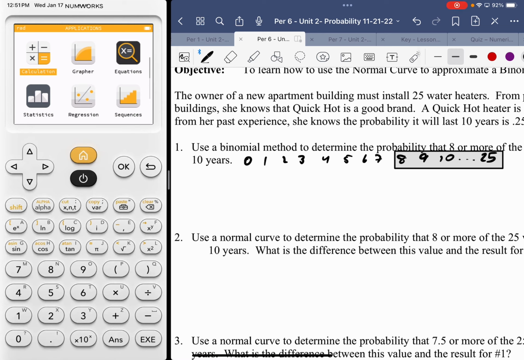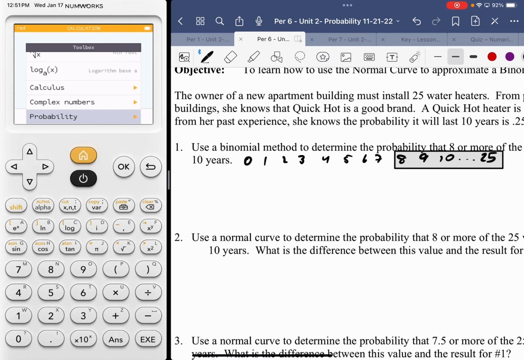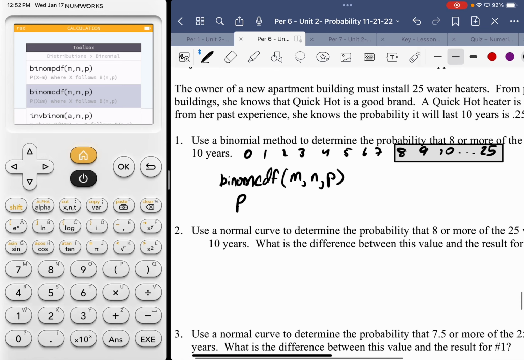Now, if I use my binom CDF method in my calculator, so toolbox, probability distributions, binomial, our binom CDF with M and P returns the probability that X is less than or equal to M. So whatever your M value is, that's going to be the maximum in our probability.